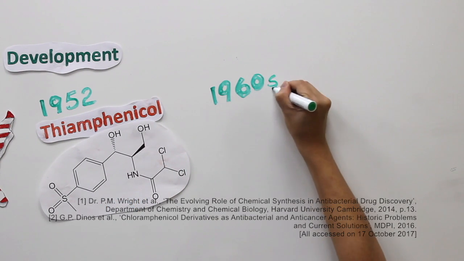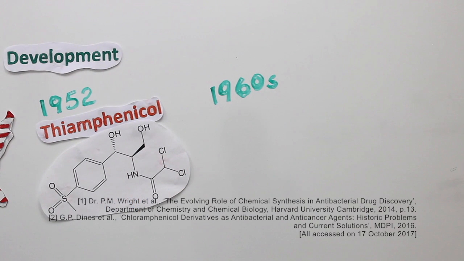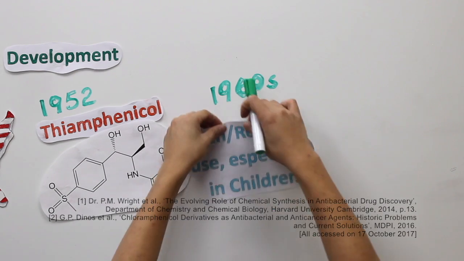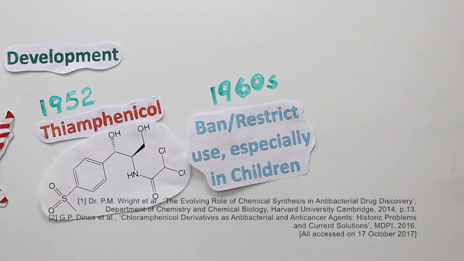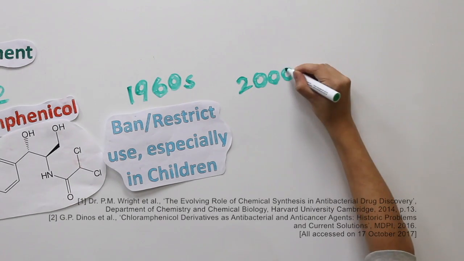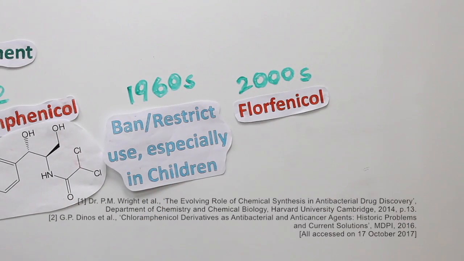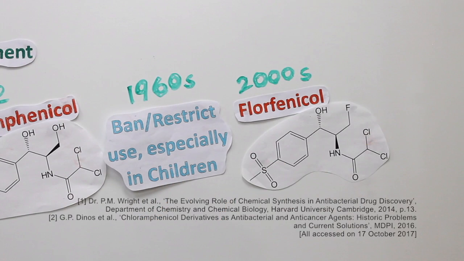By the early 1960s, more than 1,000 cases of severe bone marrow aplasia were attributed to the use of chloramphenicol. As a result, chloramphenicol usage was placed under restrictions. This, however, didn't stop the research because of the rise in antibiotic resistance. Florfenicol was discovered in the early 2000s. It's synthesized by replacing the free hydroxyl group of chloramphenicol with a fluorine atom.